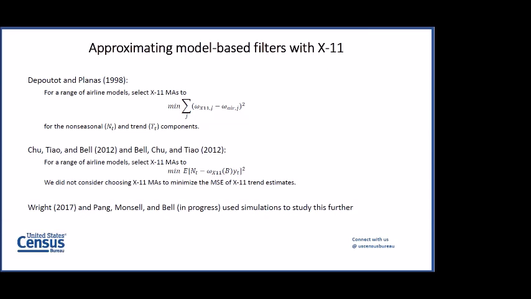We wound up with X-11 filter choices that were very, very similar to those of Depoutot and Planas. But what it gave us was a measure of how much worse would you do if the true situation were an airline model and canonical components, and you used an X-11 filter. How much worse would you do if you made the best X-11 filter choice? And we computed it for other filter choices.